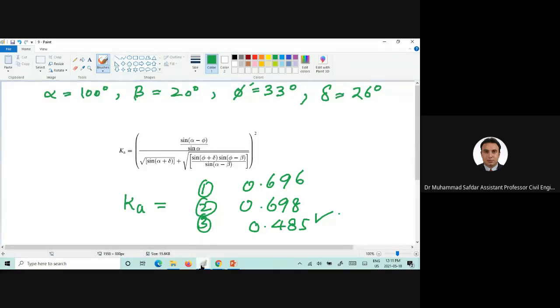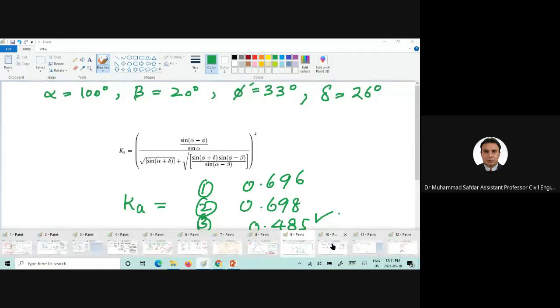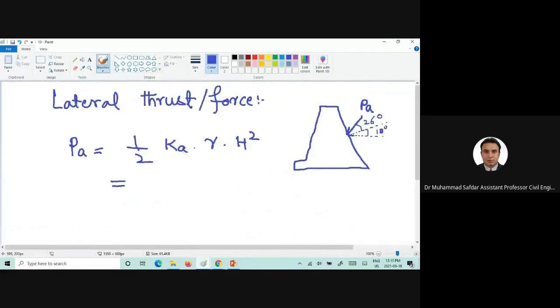Note down that value. Then we will move towards finding the lateral thrust or the force which is exerted onto the retaining wall. And if you remember, the lateral thrust or the force, we can find out using half Ka into gamma into square of h. So if you remember, this is the PA, which is the lateral thrust, which is exerted at 26 degrees from the horizontal, and from the normal, it would be 26 degrees.